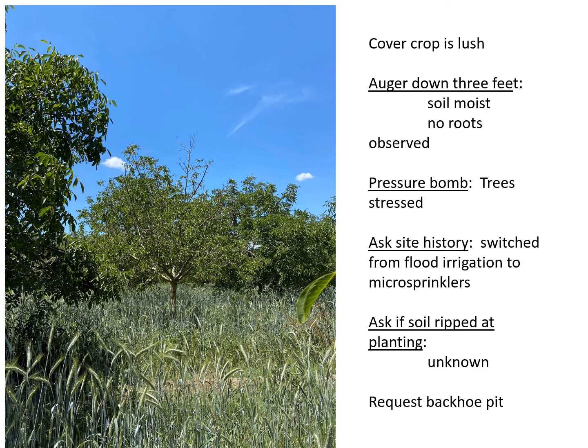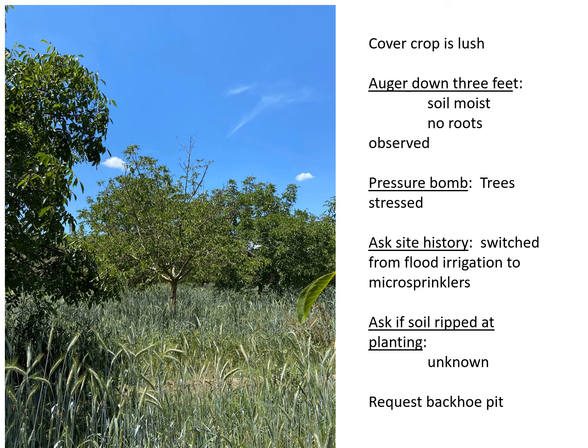And then if you look here, the cover crop is lush, and if you auger down 3 feet, the soil is moist, but I didn't find any roots stuck in the auger. So I start asking other questions. Well, are the trees stressed? We pressure bombed and the trees are stressed, but yet the soil is moist. Well, why would that be? It suggests that there might be a root issue. Well, where are the roots?